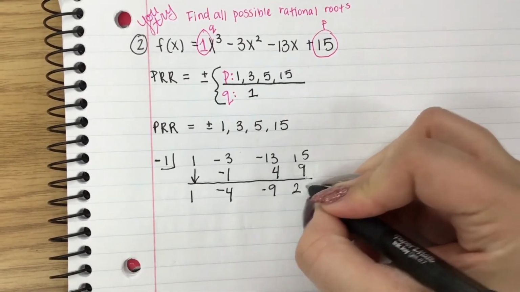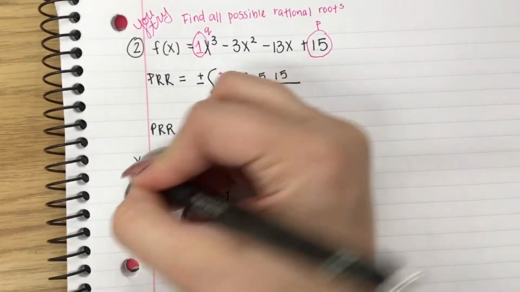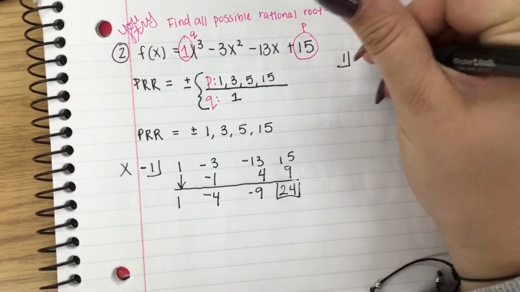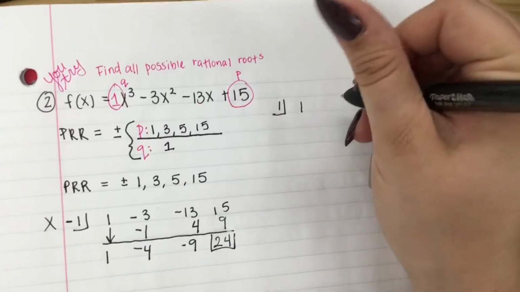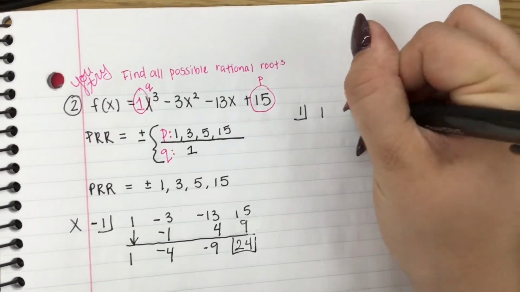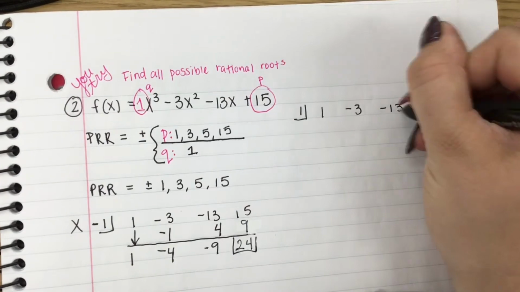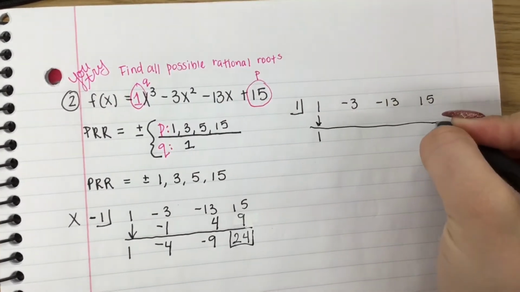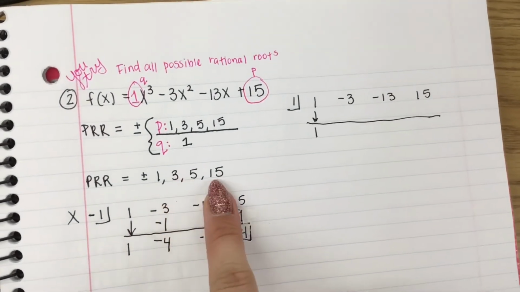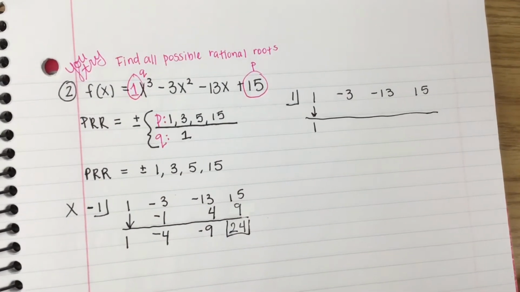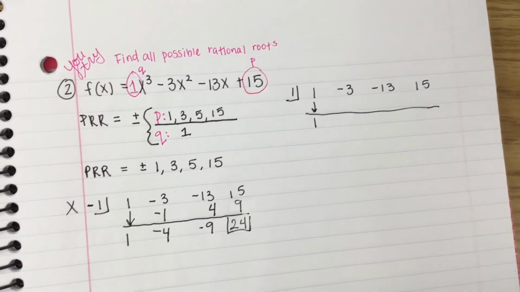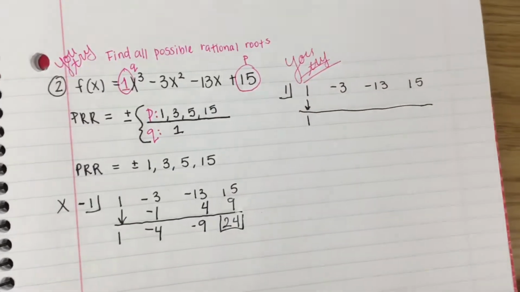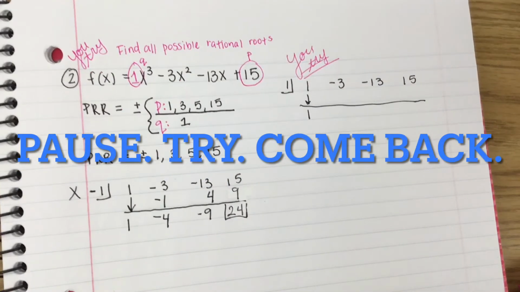So I have to continue to test these possible rational roots until I find one that has a 0 remainder. So here I'm going to attempt to use 1. I'm going to use those same coefficients from that original function, 1, -3, -13, and 15. And my goal here is to try to find a 0 remainder. If I don't find a 0 remainder, I can test -3, +3, -5, +5, -15, +15. So from here, I want you to try to find the rest of those zeros.